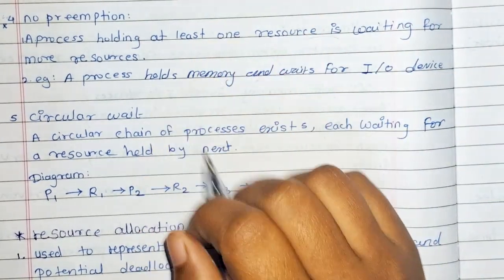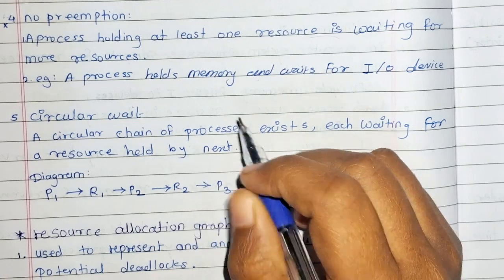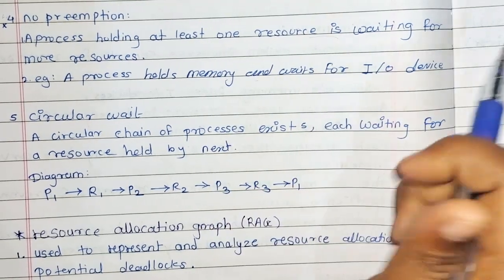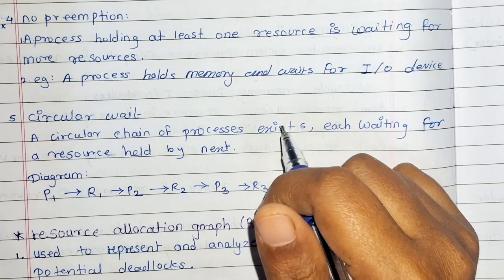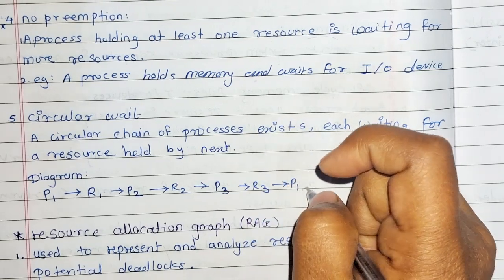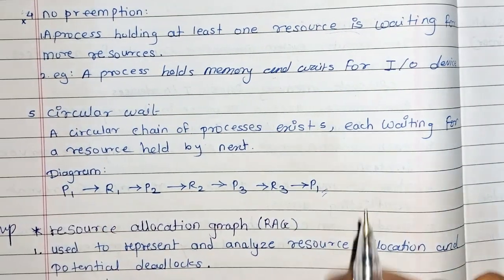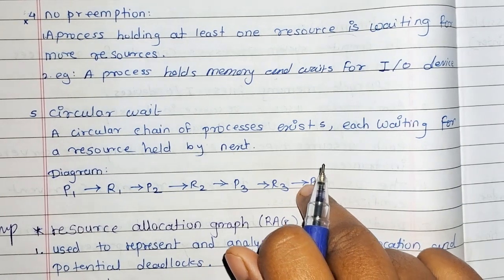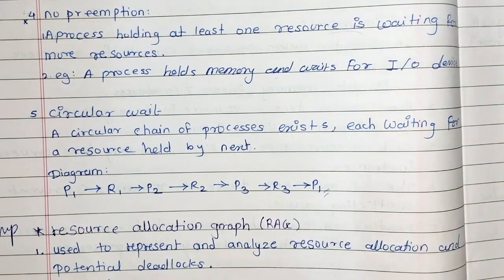Okay. Circular wait. A circular chain of processes exists, each waiting for a resource held by the next. So this is the diagram. It starts with P1 and ends with P1. Okay, this is the circular wait.